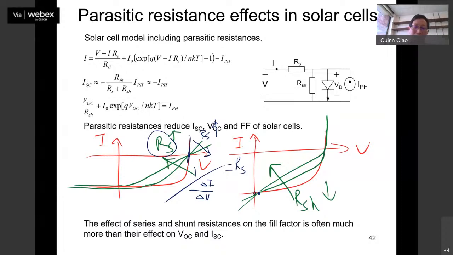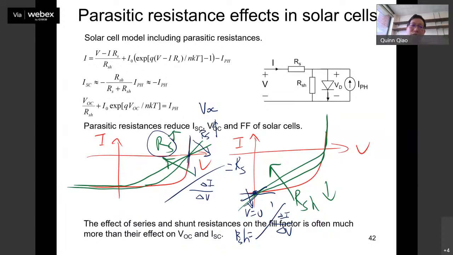Similarly, at the VOC position, and at the JSC condition where V is 0, you take the slope, the same thing. The slope here, here, here. Now you see the slope goes in these directions. That's the same thing, delta I over delta V, then take the inverse. That's a very simple way for you to figure out what RS is and what RSH is. So this gives you RSH.